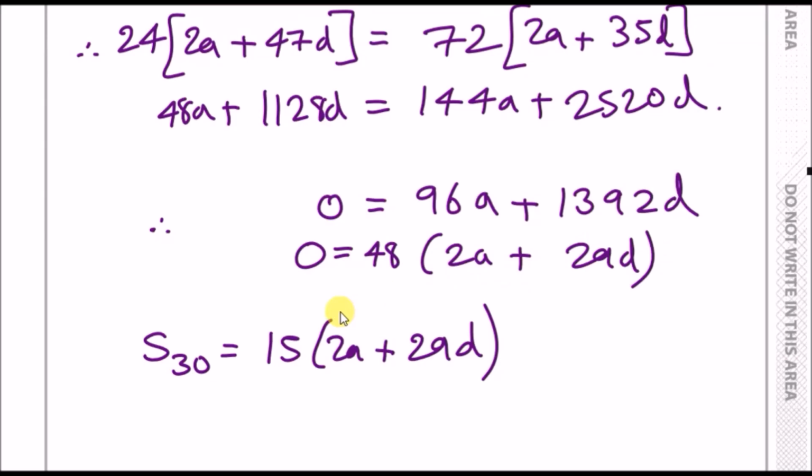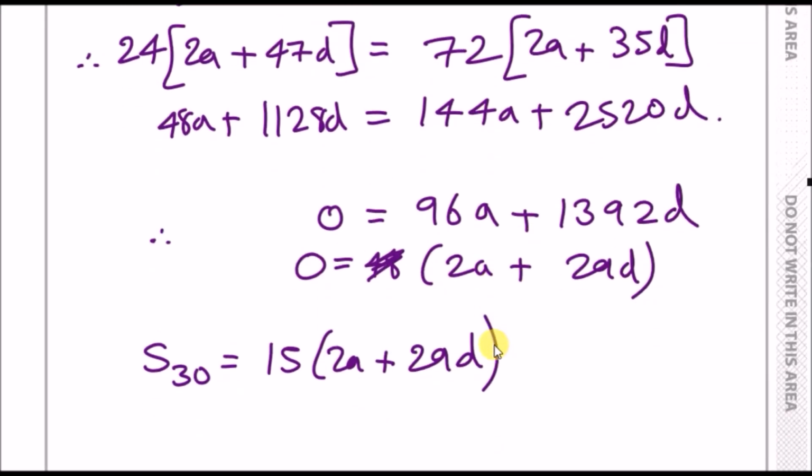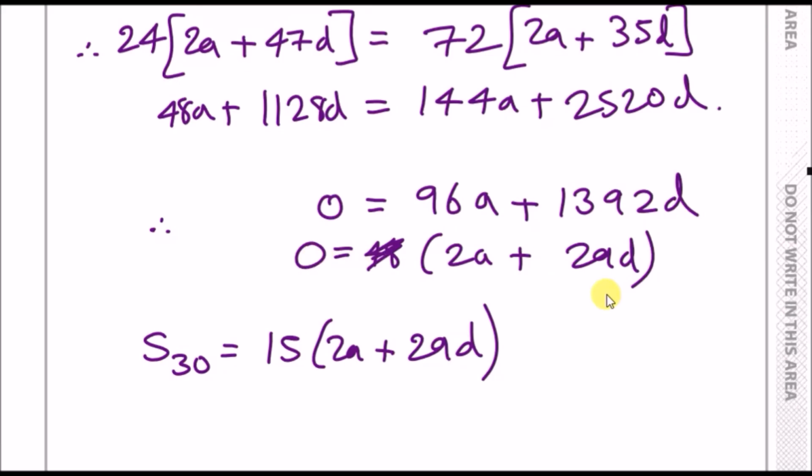So actually, just ignore 48 because you can cross it out now. 2a plus 29d is 0. That means this is 0. So 15 times 0 is 0. And that's it, guys. We're done. That's the end of the question.